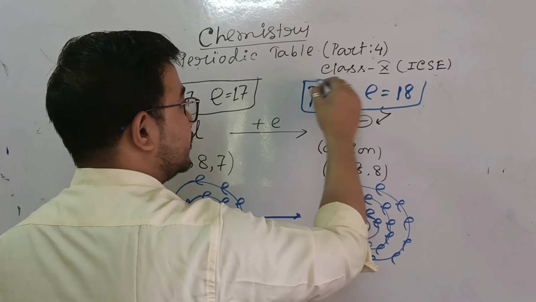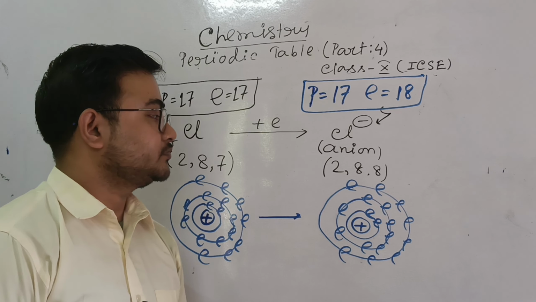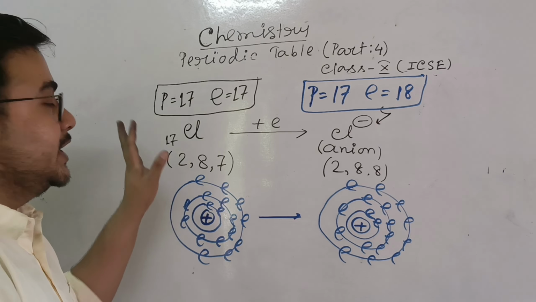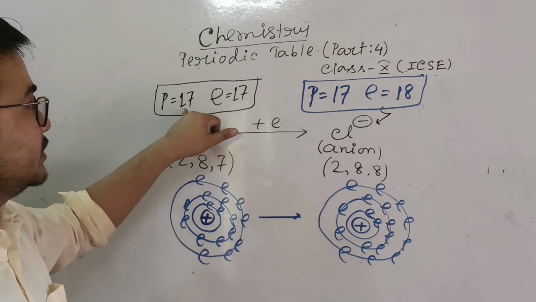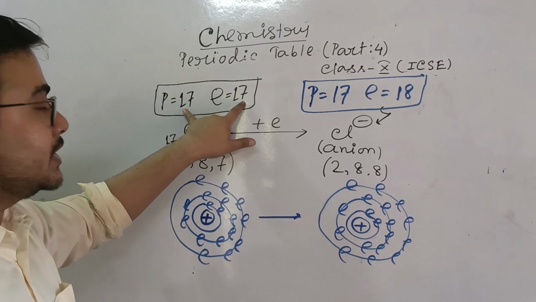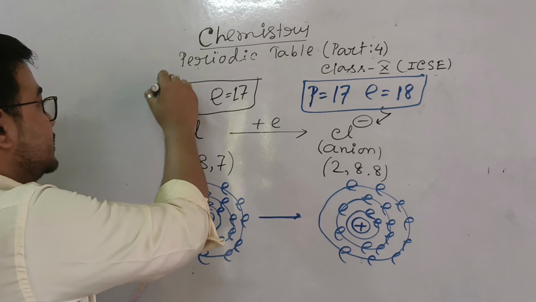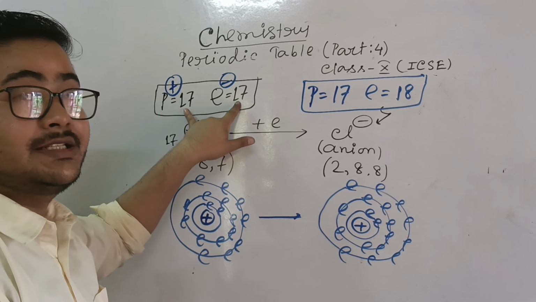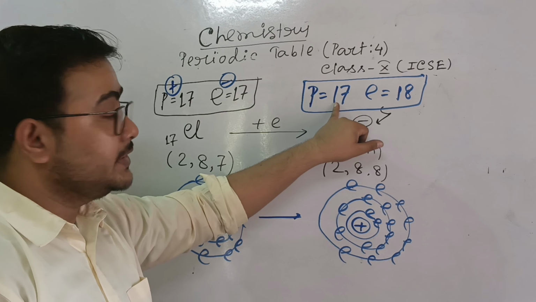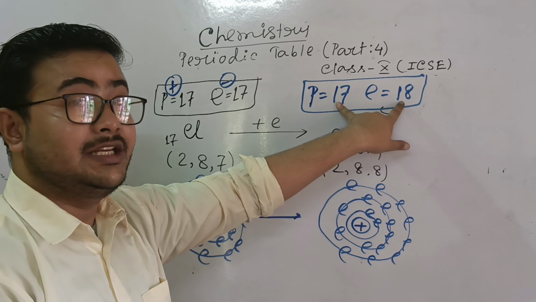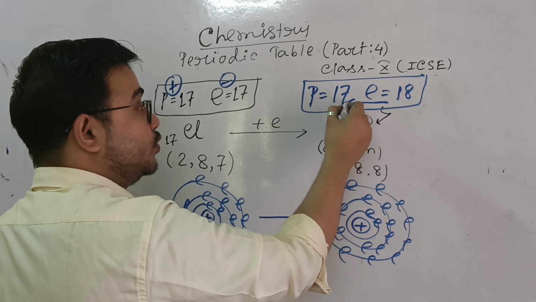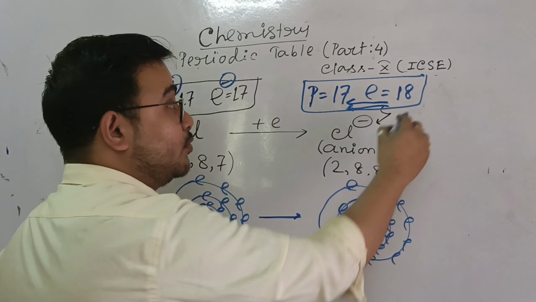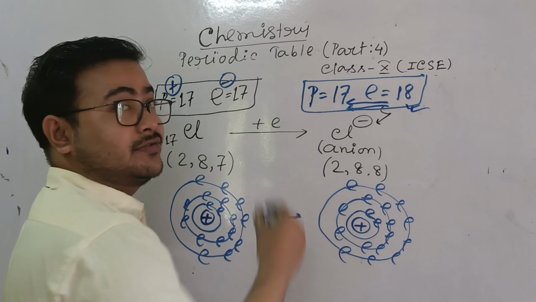Now tell me in which case the radius is more. Think about the percent, same as in the previous concept. 17% attracts another 17%. Why? It is positively charged, negatively charged. Positive attracts negative. So 17% attracts another 17%. But here 17% attracts another 18%. So here they cannot pull properly. Why? Because on the other side there will be more percent.